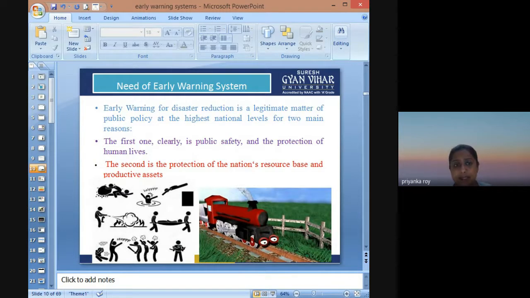Now, the need for early warning systems. Early warning for disaster reduction is a legitimate matter for public policy at the highest national level, for two main reasons. Firstly, public safety and the protection of human life. Next is the protection of national resources and productive assets like railway tracks, agricultural sectors, human properties, and infrastructure that has been built. All the various sectors and resources that we have have to be protected.